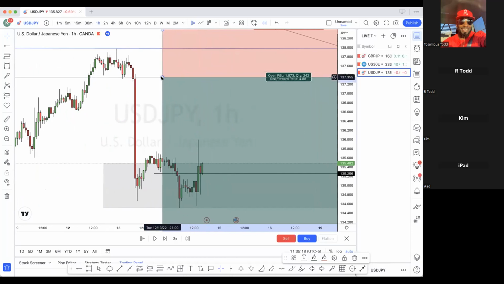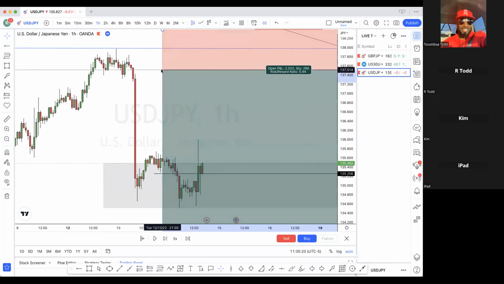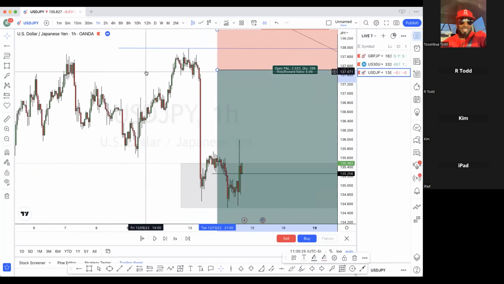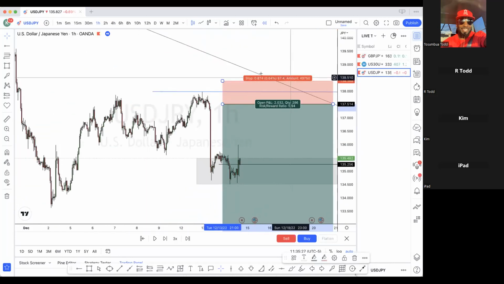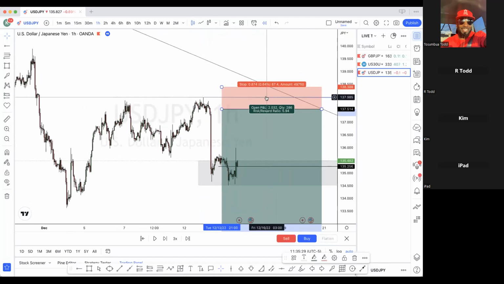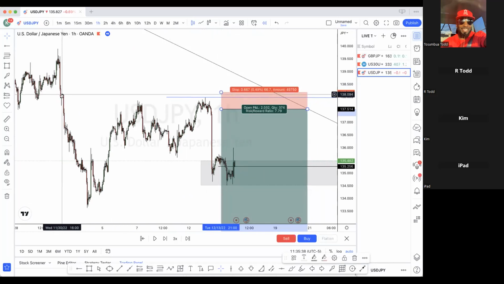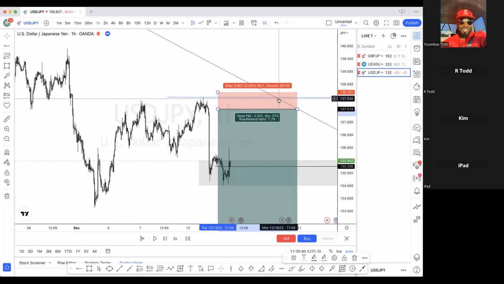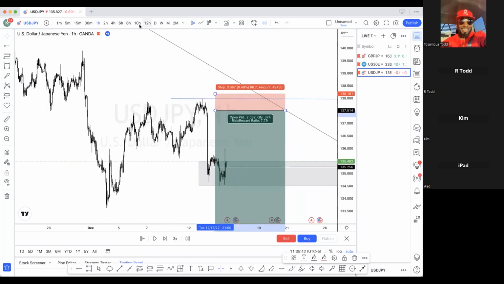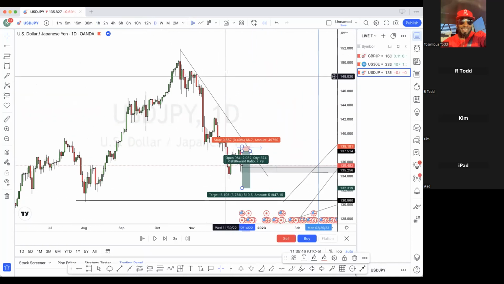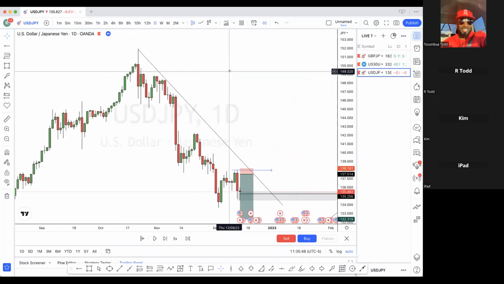So once I come in here and I see there's imbalance, I would expect this imbalance to be filled. So now I'm narrowing down my pip count, my stop loss pip count, right? So I'm gonna just put it right here for now, and that's just above this high over here. Okay, so now I'm gonna go back to the daily just so we can move it a little faster.